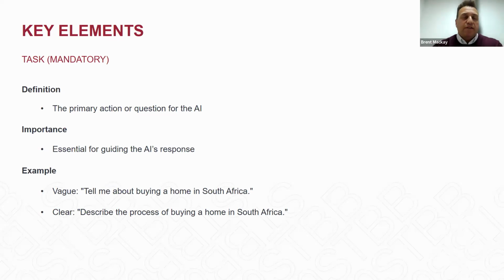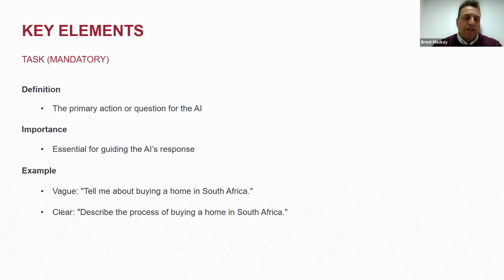There are multiple ways of doing it, so I'll give you two examples here. For instance, a vague option would be, tell me about buying a home in South Africa. If you type that into ChatGPT, it would respond with some answer to that. There might be a clearer way of saying that, such as, describe the process of buying a home in South Africa. But essentially, this is the action you're asking the AI to take.